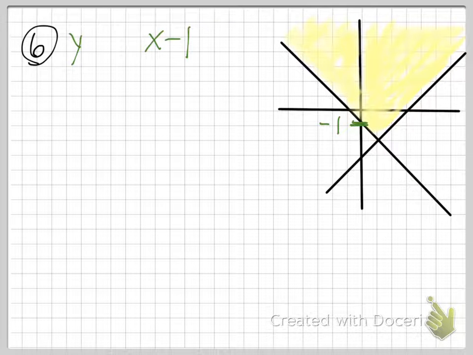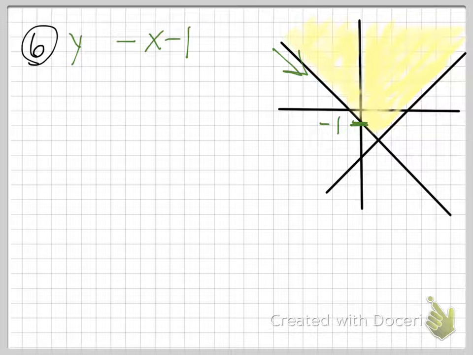Now I have to figure out what kind of inequality symbol there's going to be and the slope. So I notice the slope is going down. So I know my slope's going to be a negative number. Now as I look, it goes down 1 and right 1. So it's just negative 1. Now did we have to write the negative 1? No. We could have just written the negative sign, because a 1 is understood.